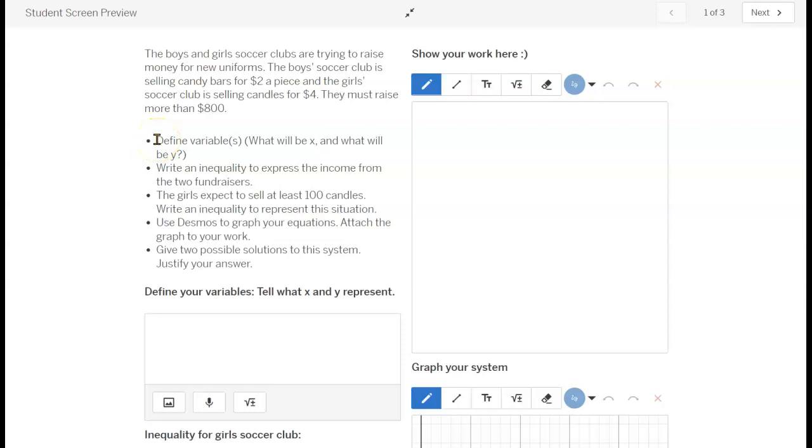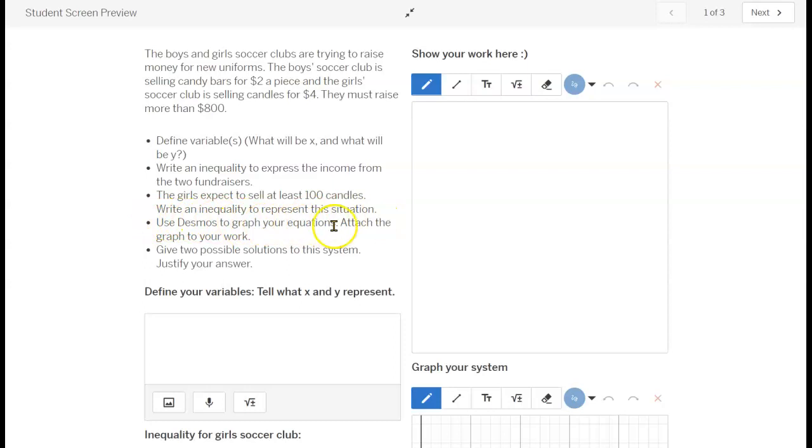Here are your steps. Define the variables. What will be X and what will be Y? You're going to write an inequality to express the income from the two fundraisers. So in this part, you're going to deal with the money aspect. The girls expect to sell at least 100 candles. Write an inequality to represent this situation.